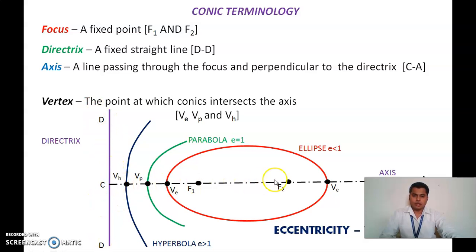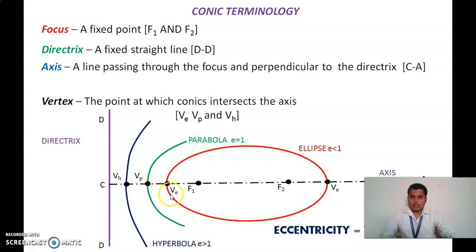Okay, so because of that it is called the axis, the horizontal line. On this we are marking points F1 and F2 at some distance away, and these two fixed points are called the focus. F1 and F2 are fixed points plotted on the axis, and because of that those are called the focus.